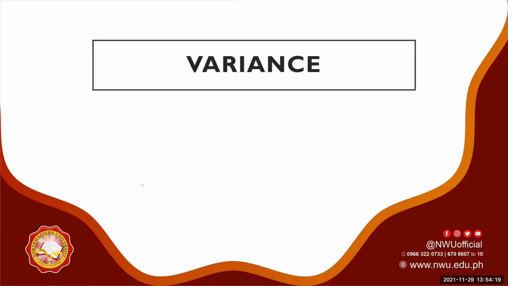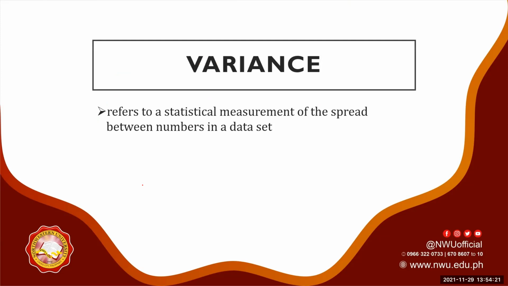So, what is the difference or paano ba yung ka-spread ng data sa isa't isa? That is our measure of variation. And ginagamit natin yung variance as an example sa ating method of variation or measures of variation rather. And pag sinabi nating variance, it is referred to as a statistical measurement of the spread between numbers in a data set. Ibig sabihin, what if i-plot mo yung mga data mo?